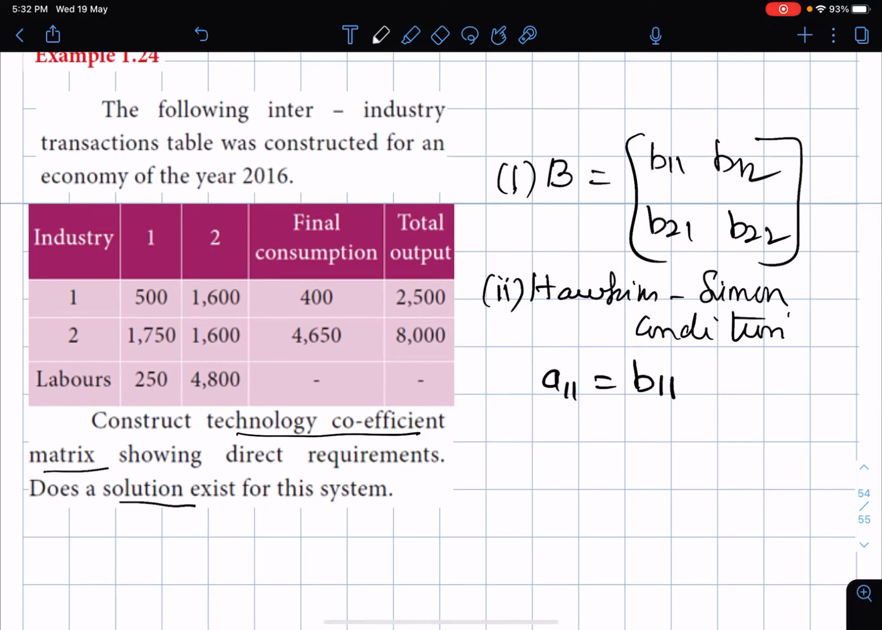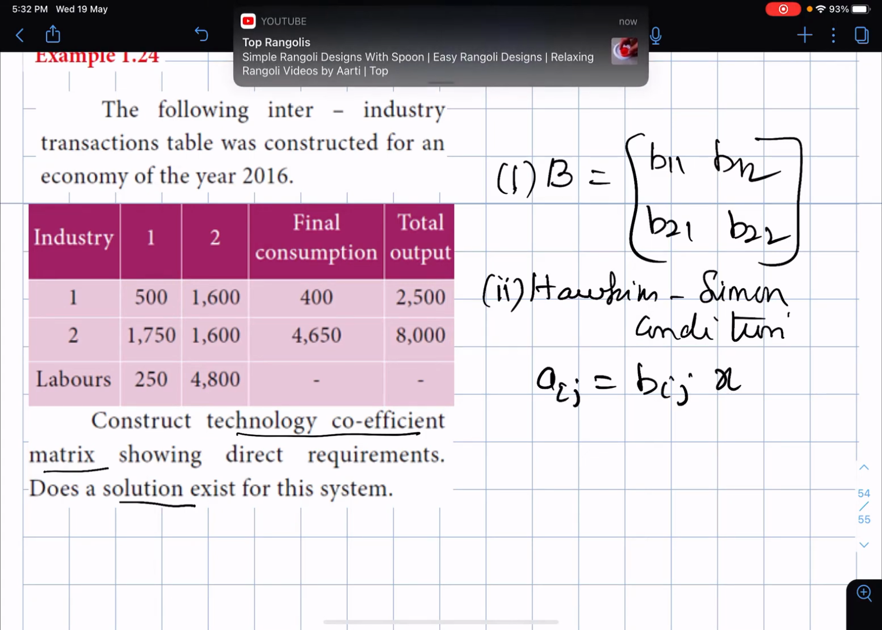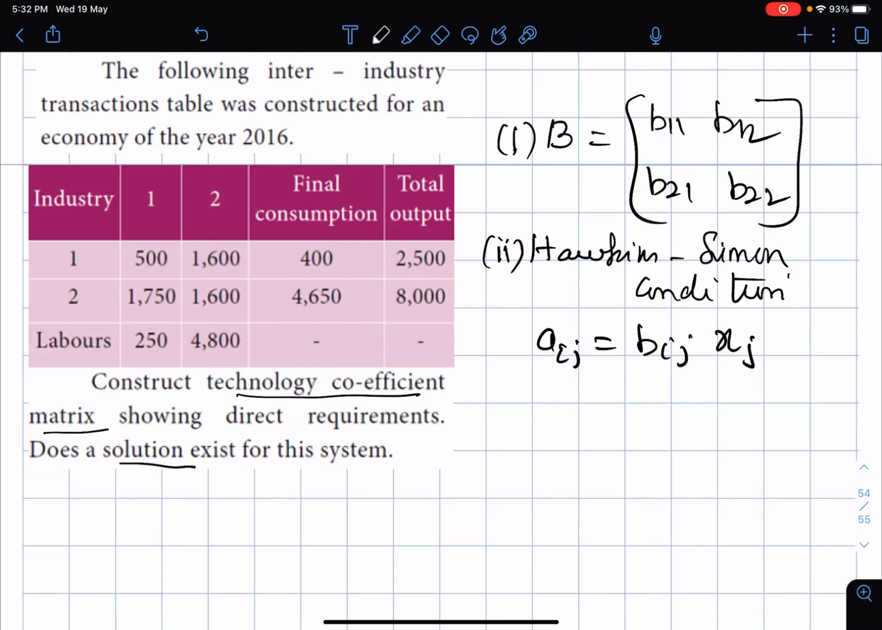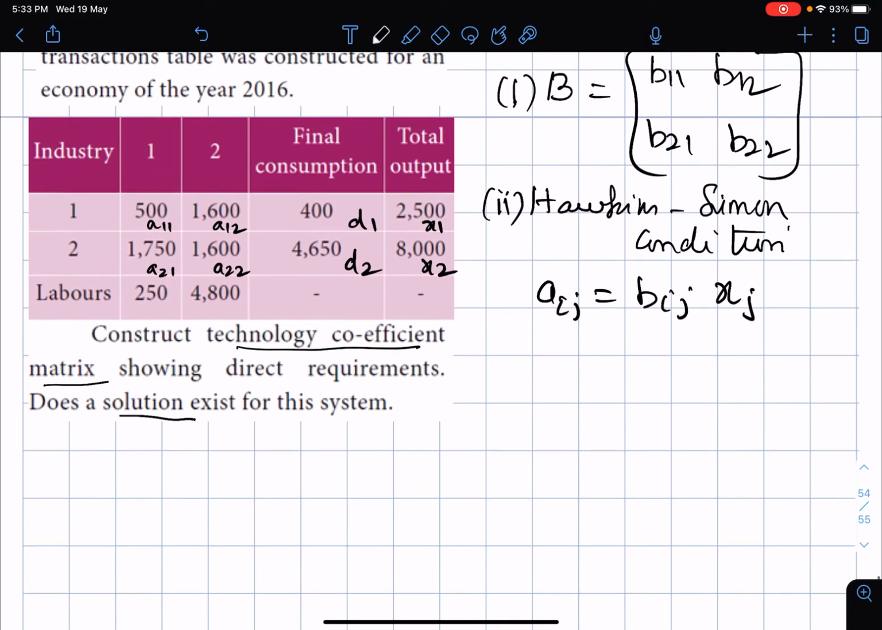Okay, so if we want to get to the technological matrix, what should you know? Aij equal to Bij into Xj. This is a common notation, isn't it? From this we are going to write all our B11, B12. Before that, where is our A11? This is our A11, this is our A12, this is our A21 and this is our A22. This is going to be your D1 and D2, and this is going to be your X1 and this is going to be your X2.